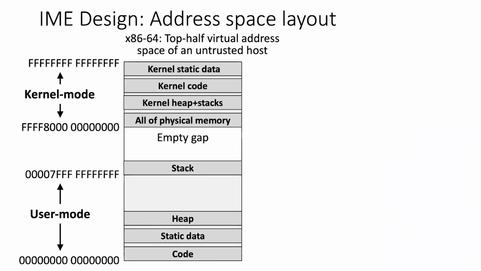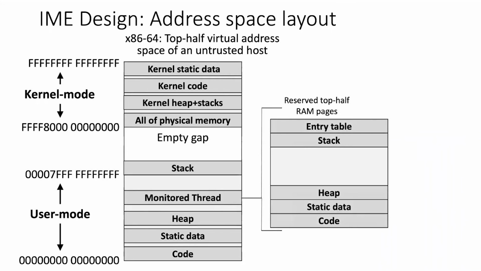Now, let's look at a simple address space layout of a dyad running on IME hardware. For the top half pipeline, the monitored thread, similar to SGX, is embedded within the user address space, such that it has its own stack, heap, data, and code segments. These addresses are mapped to top half RAM pages that have been reserved by this monitored thread, such that no other top half thread can access these pages. So logically, it's somewhat similar to EPC pages.